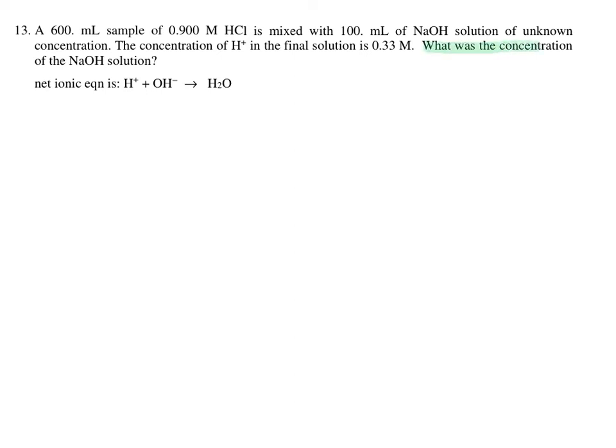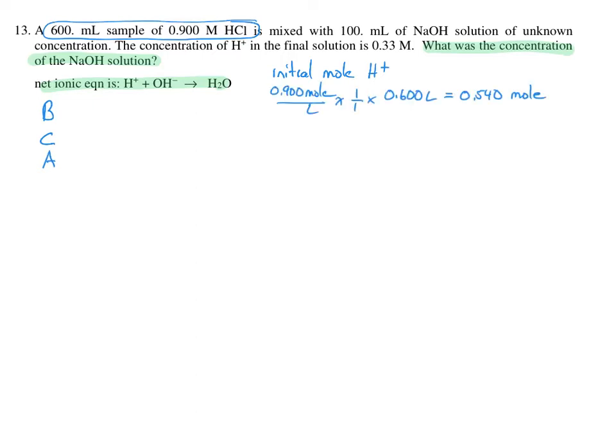Here we're asked to calculate the concentration of the added hydroxide solution. We're adding two solutions. We're given a net ionic equation. We're going to start with a BCA table. We want to calculate the initial moles of H+. We look at the source of the H+, which is HCl. We have a volume and a concentration, so we can easily calculate the moles.